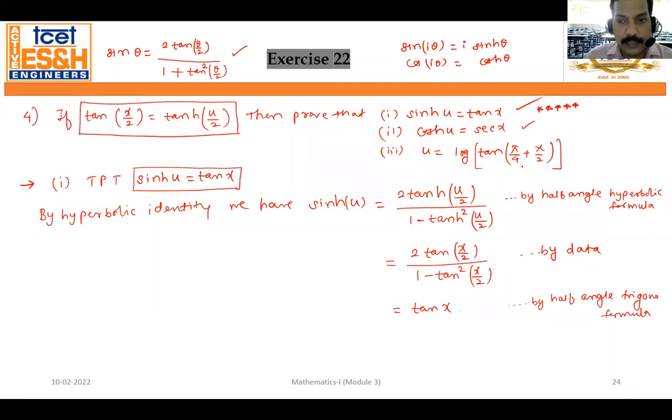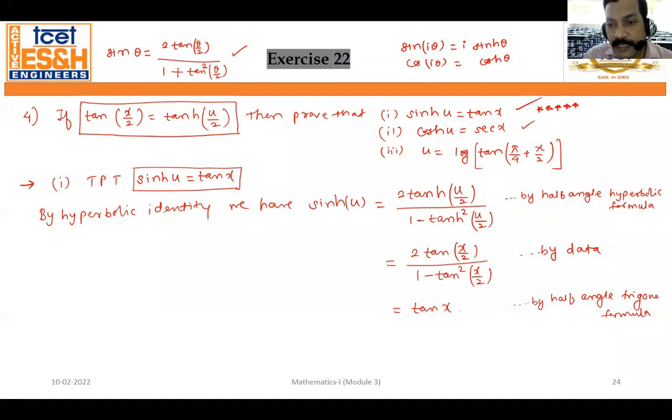Yes, sir. Okay, so to prove this result, once we have proved the first and second result, instead of using this hypothesis, that is tan of x by 2 is equal to tan hyperbolic of u by 2, I can also make use of this first result or second result to prove the third result. Okay, मैं क्यों नहीं यूज कर सकता पहला और दूसरा रिजल्ट? मैं फर्स्ट और सेकंड रिजल्ट भी यूज कर सकता हूँ. Okay, how does it strike that we can use first result or second result to prove the third result? Because third result talks about u is equal to log of tan of pi by 4 plus x by 2.